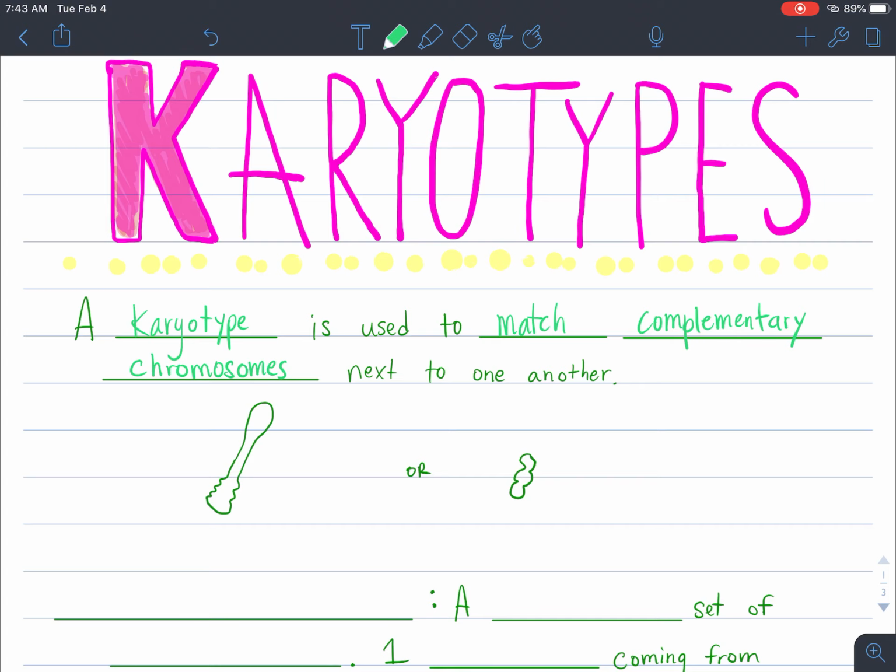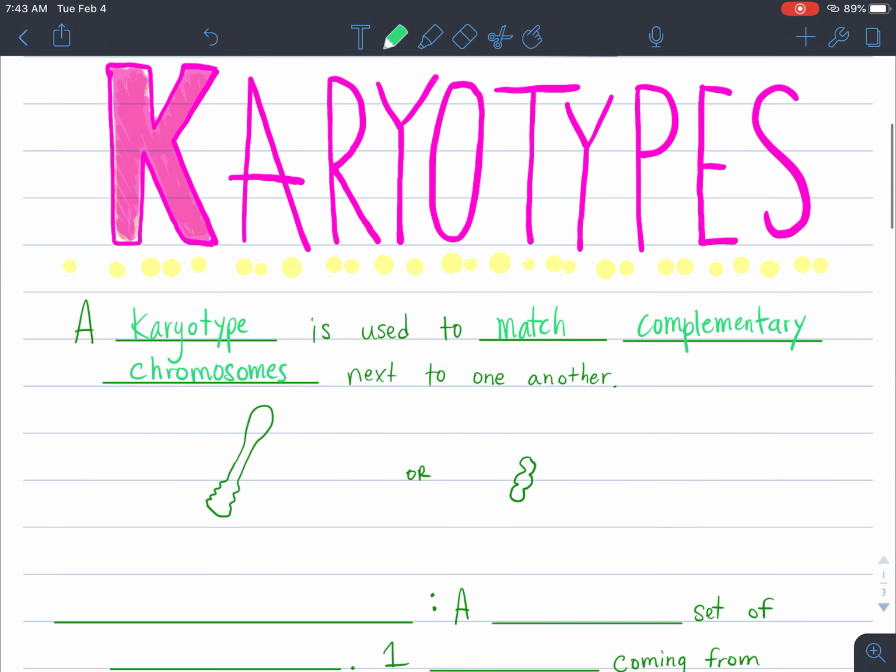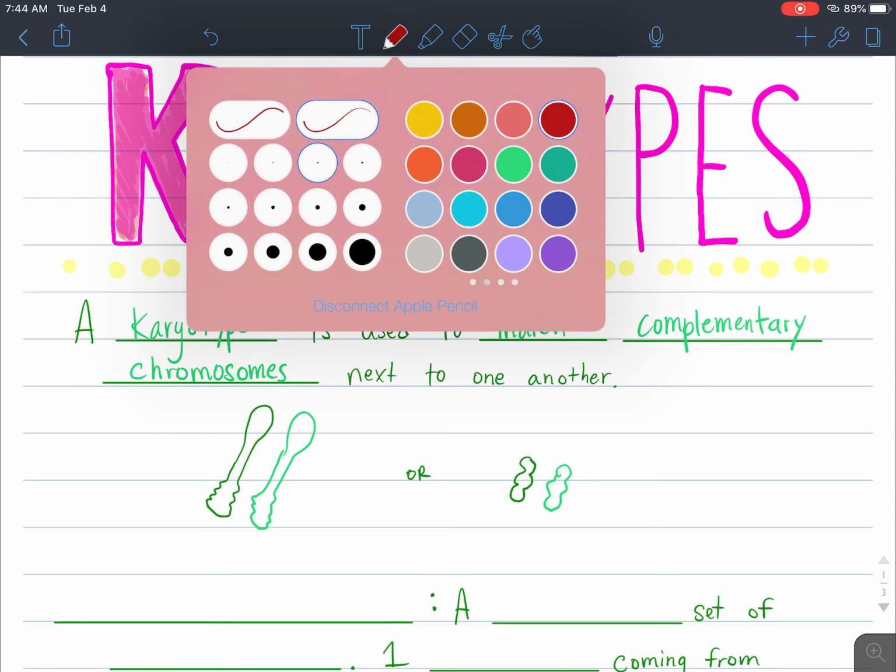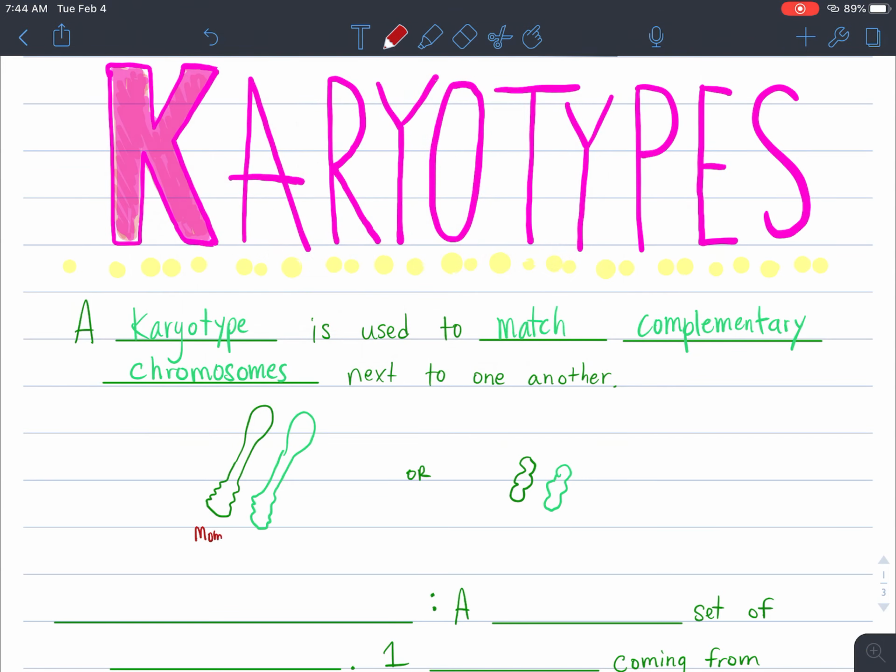So if I got a picture of all of your chromosomes from a cell, I would find the two that were the same size and same shape and put them next to each other. So I would expect that this chromosome would have another one that looked something similar to the first one. And this one would have one that was kind of the same size and shape. And so I'd match those next to each other. And the reason is because one of these chromosomes came from mom and one came from dad.